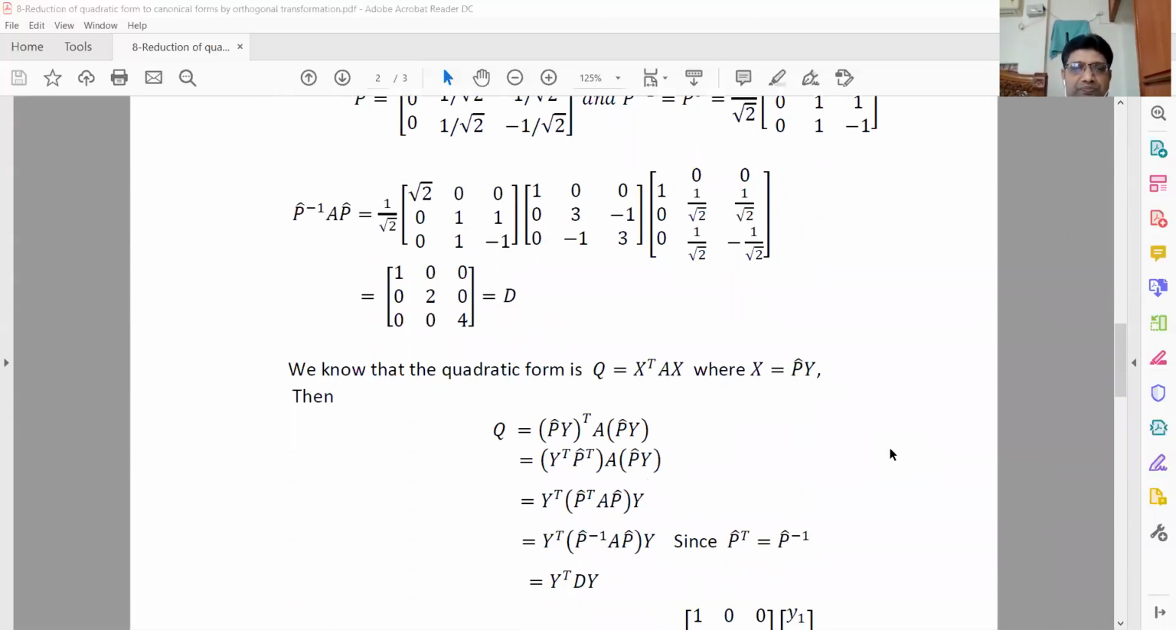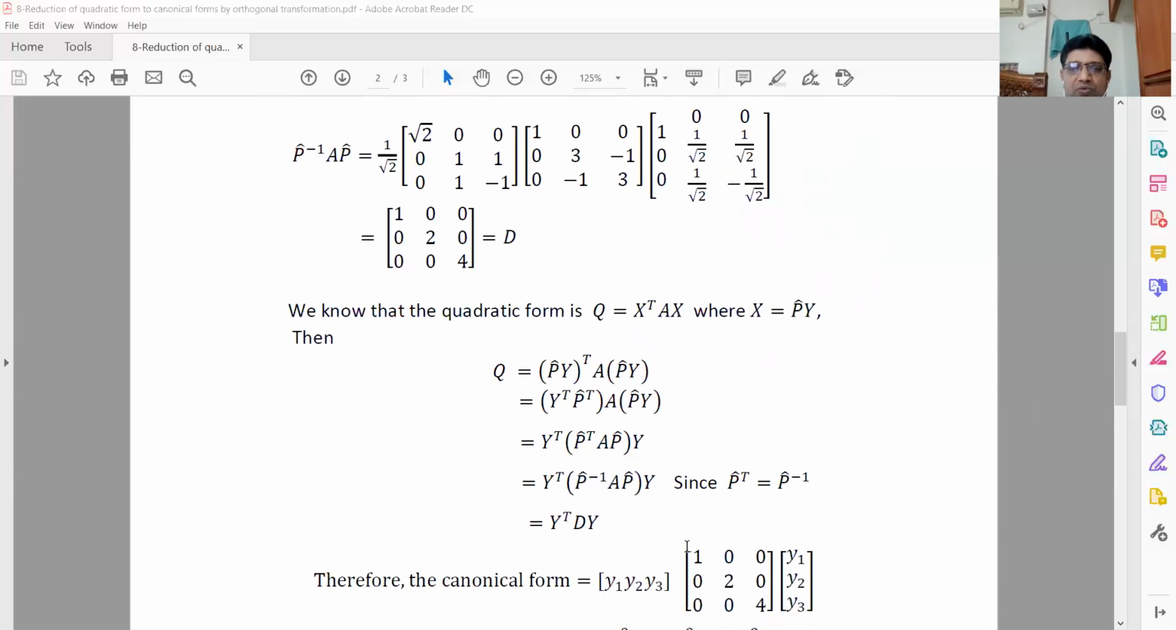Now we have to write the quadratic form, the canonical form we have to write. So we know that the quadratic form Q is X transpose AX. Now I am using the transformation X equals P cap Y. So instead of X, if I put P cap Y, then if you take its transpose, Y transpose, P cap transpose, A P cap Y. So P cap transpose A P cap, this one just now we got, it is D. So Y transpose DY you will get.